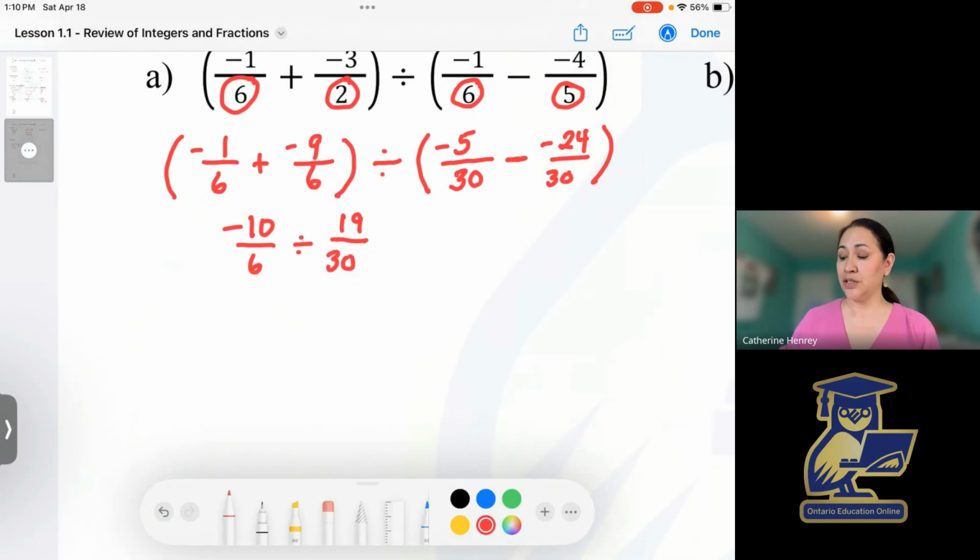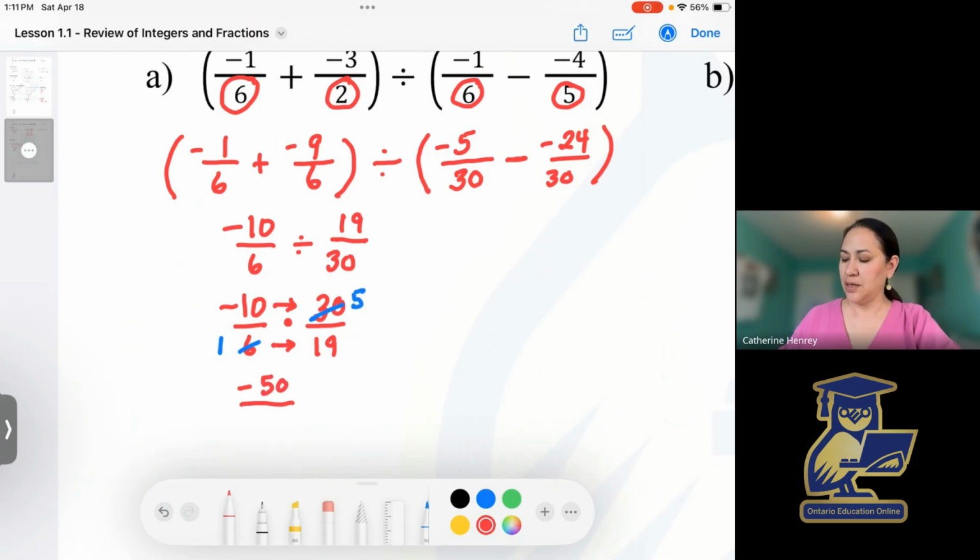Again, dividing fractions, we're going to keep our first fraction the same, negative 10 over 6. We're going to multiply by the reciprocal of the second. We can cross cancel here because 6 can cancel out with 30. We can have 1 here, and we'll have 5 over here. It simplifies our numbers a little bit. Then we go ahead and just multiply straight across the top and straight across the bottom. Negative 10 times 5 is negative 50. And then 1 times 19 is 19.